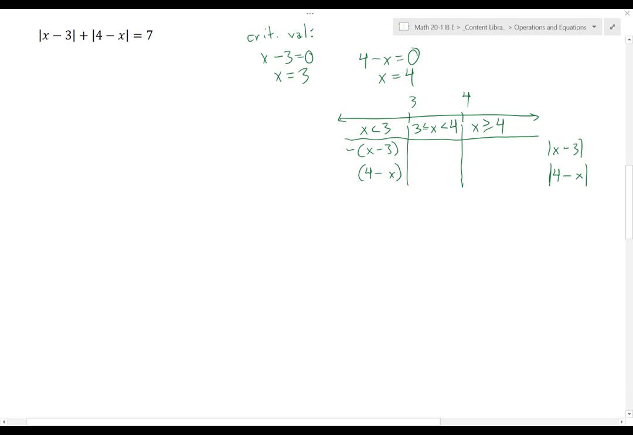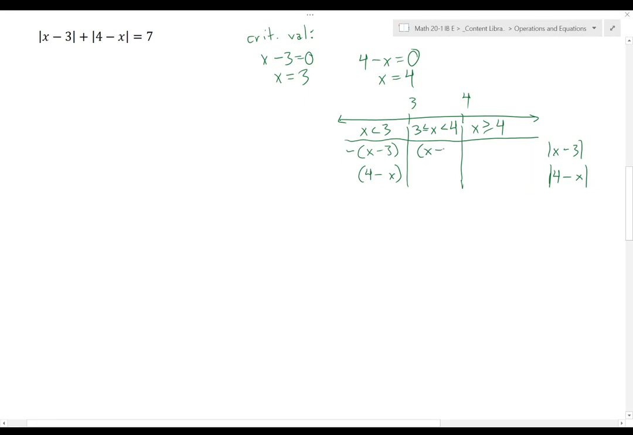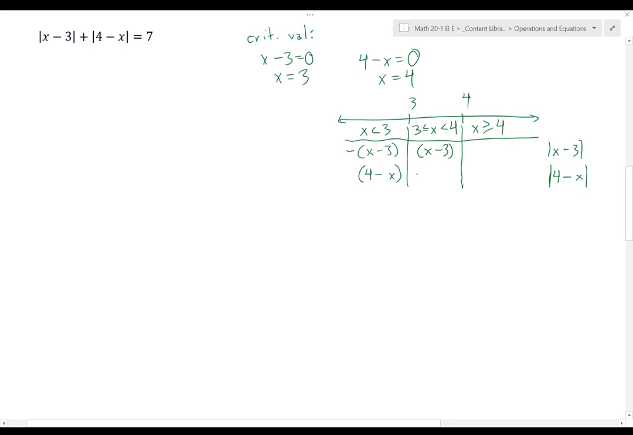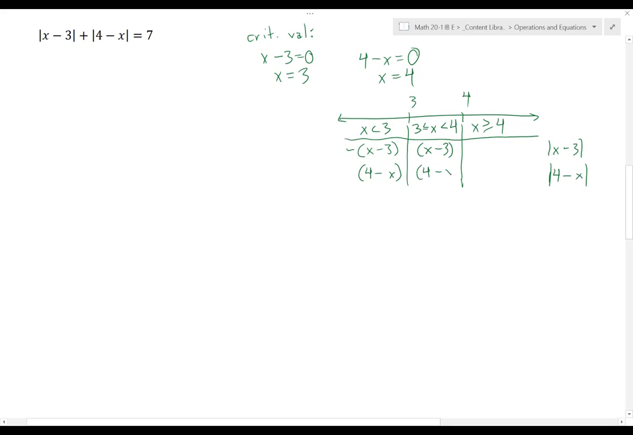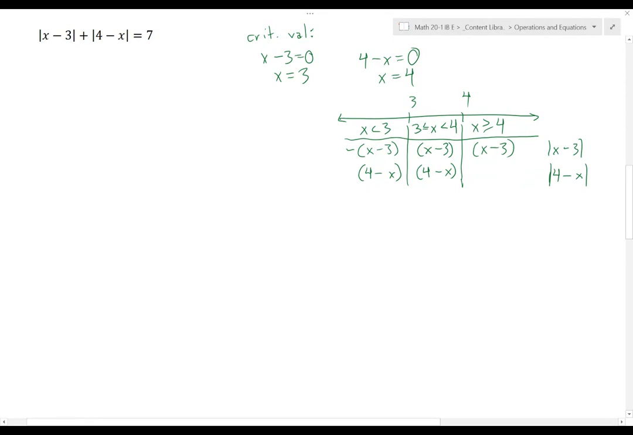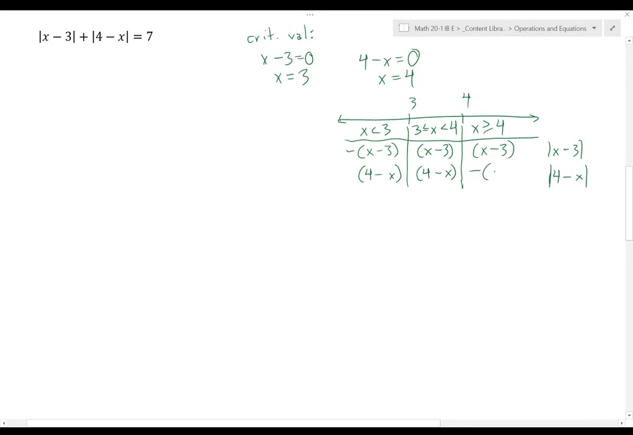A number between 3 and 4, so 3.5. 3.5 minus 3 is positive, so the absolute value of x minus 3 is just x minus 3. 4 minus 3.5 is also positive, so the absolute value of 4 minus x is just 4 minus x. Values greater than 4, so 10. 10 minus 3 is positive, so that's just x minus 3. But 4 minus 10 is negative, so I now have the opposite of 4 minus x.